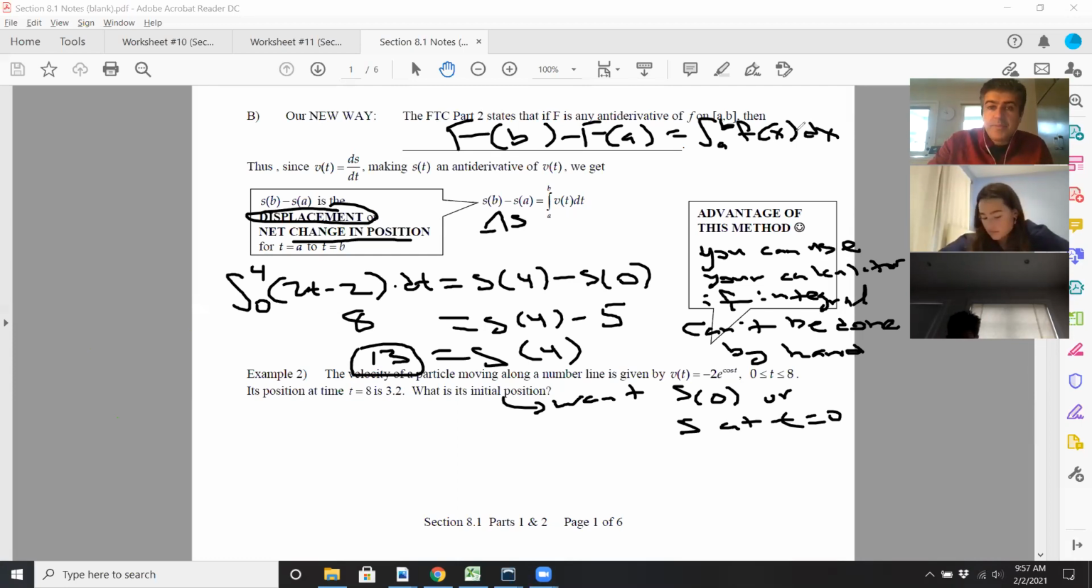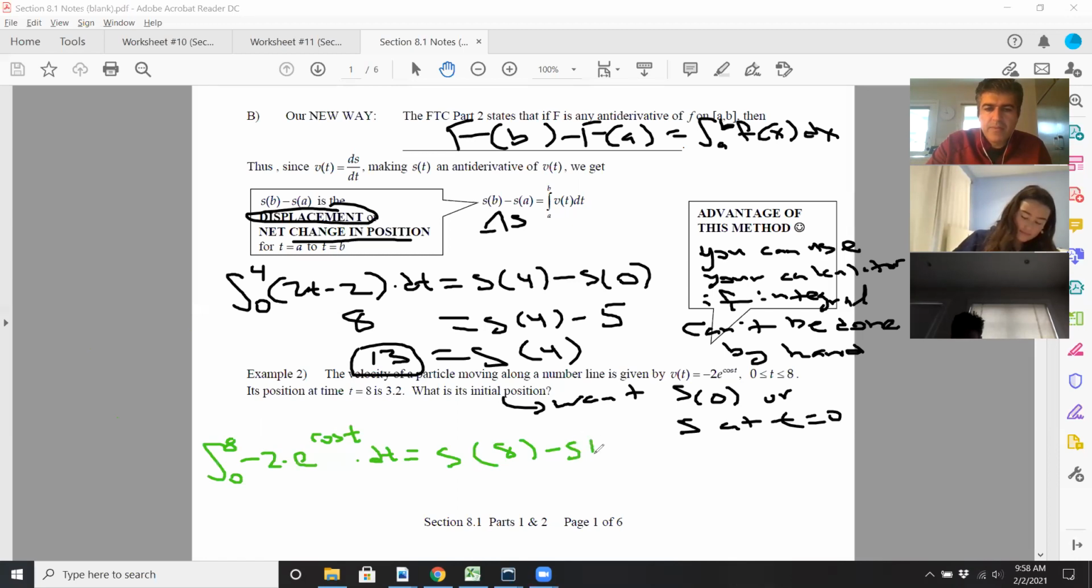Now let's look at example 2. Great, you've got that funky velocity function. So you're going from 0 to 8 of that really crazy function, -2 times e to the cosine t, dt. And that's actually impossible to do by hand, just so you know. It equals, and I'll tell you to use your calculator on an exam, s of 8 minus s of 0. Remember, capital F of b minus capital F of a, where s is the antiderivative.